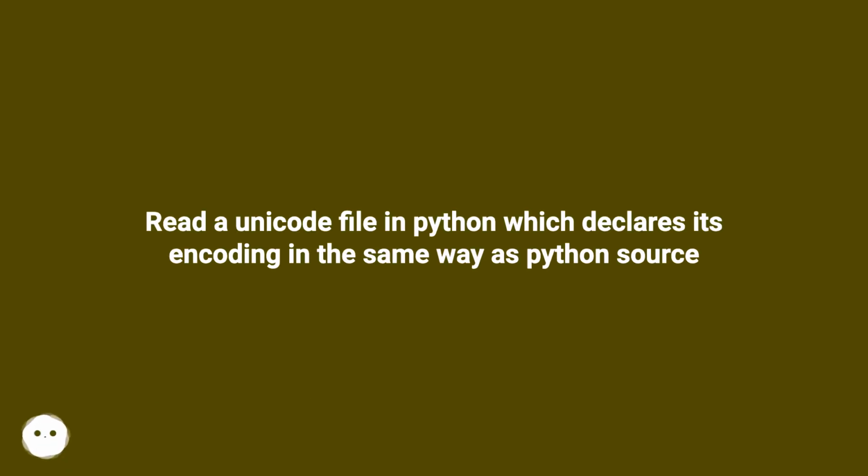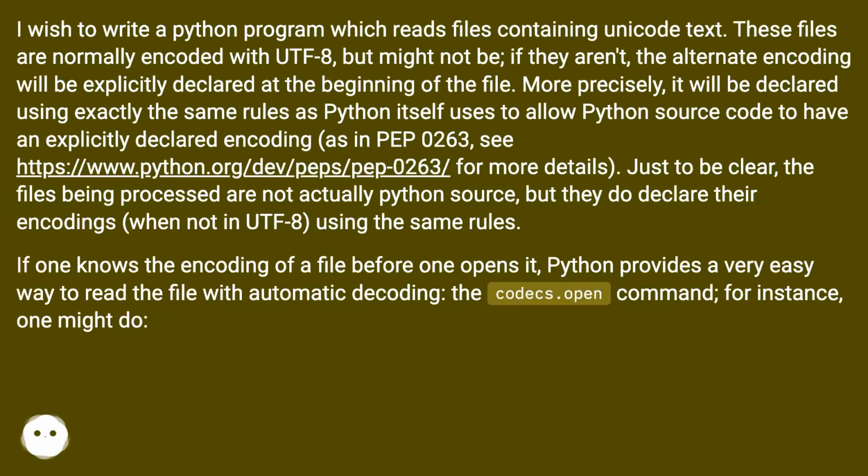Read a Unicode file in Python which declares its encoding in the same way as Python source. I wish to write a Python program which reads files containing Unicode text. These files are normally encoded with UTF-8, but might not be. If they aren't, the alternate encoding will be explicitly declared at the beginning of the file.